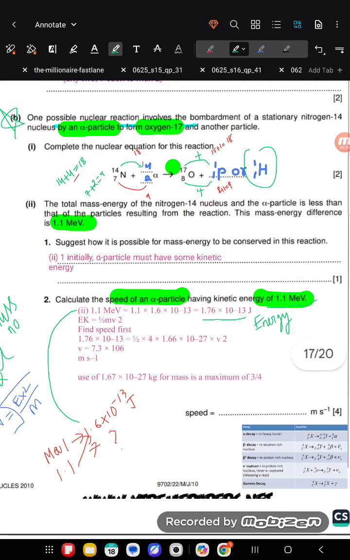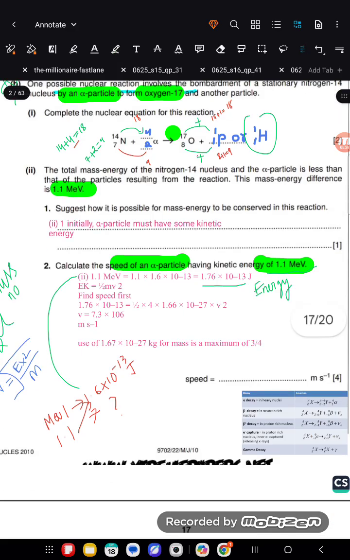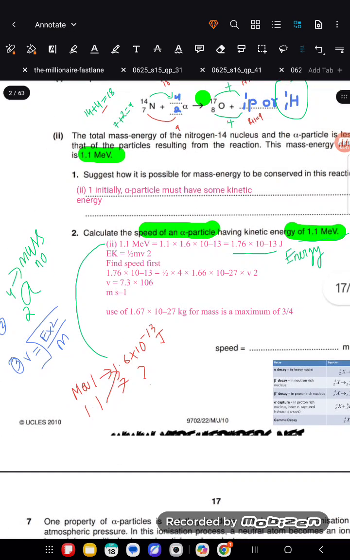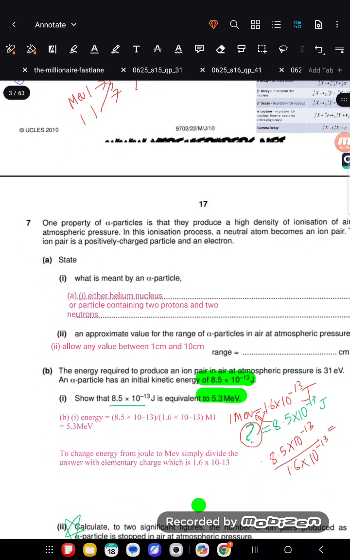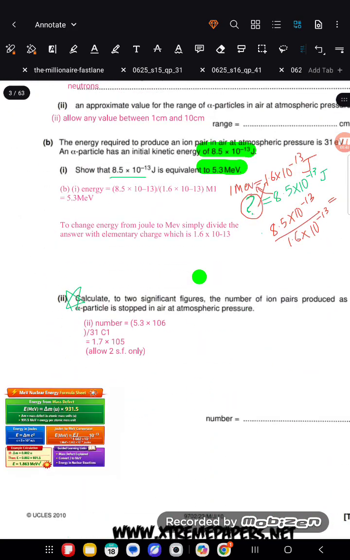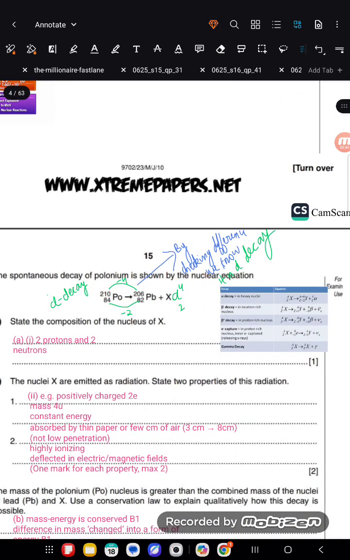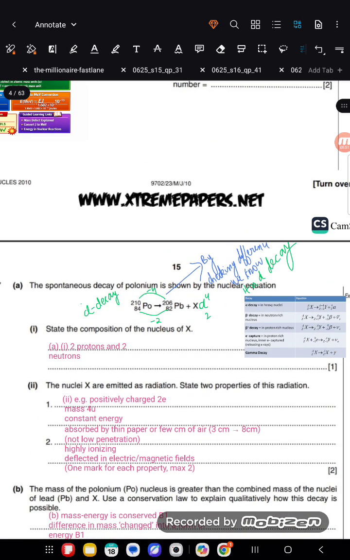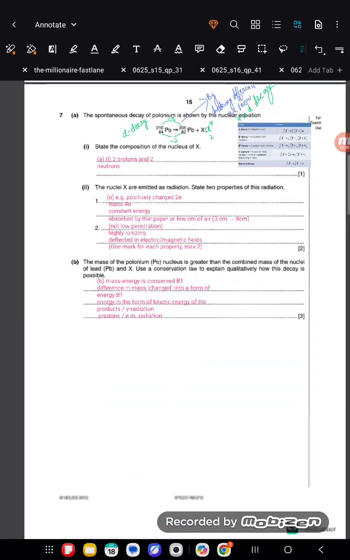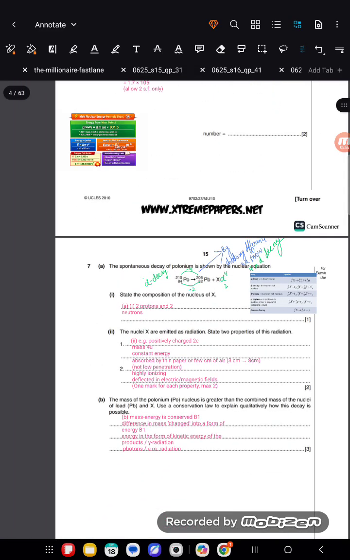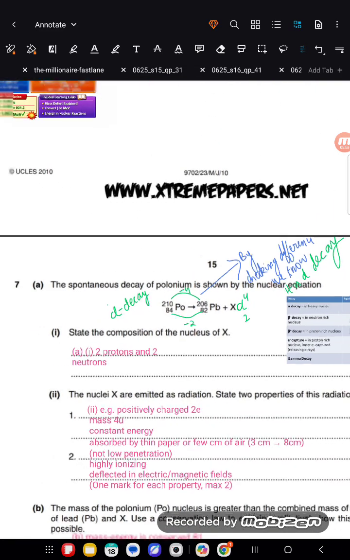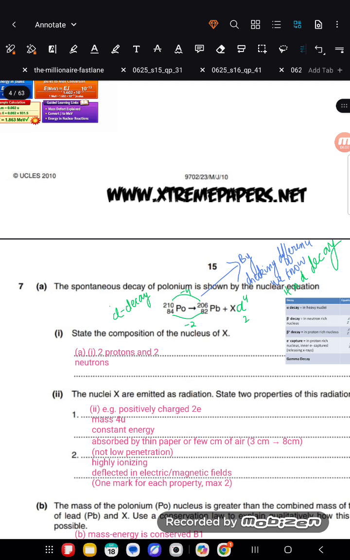Okay, so let's go to other question. This question is also easy, but we'll do this type of question after solving this. Okay, decay. So see here in this question, this is May June 12. Okay, question number 7.